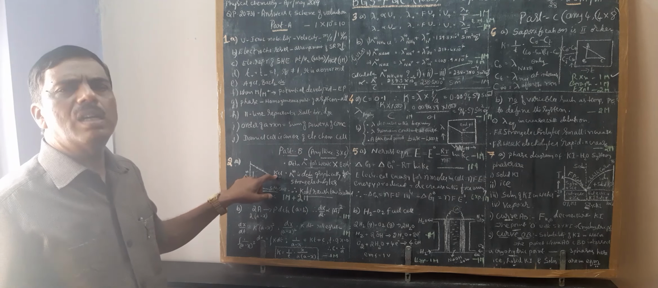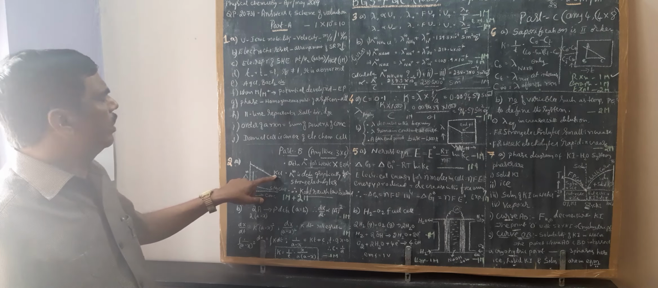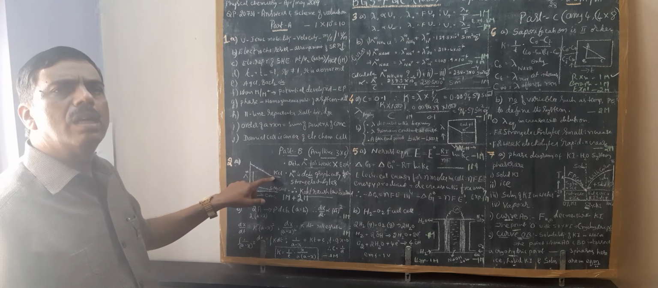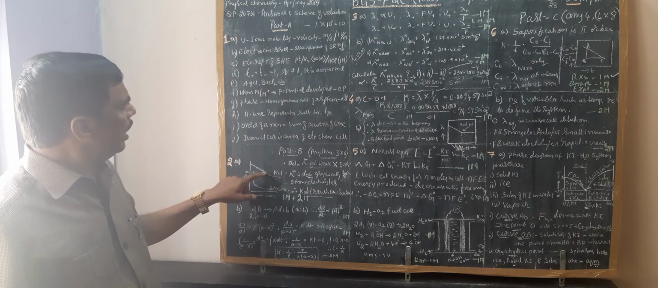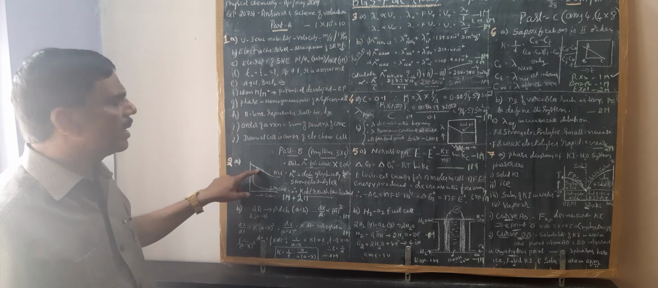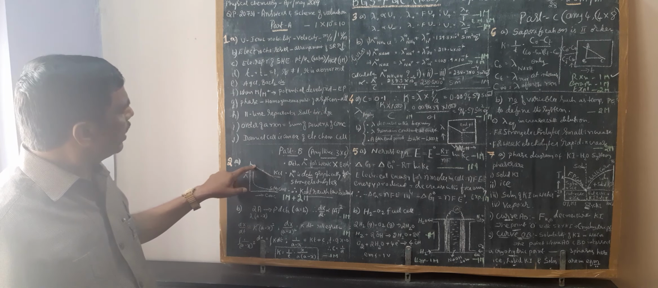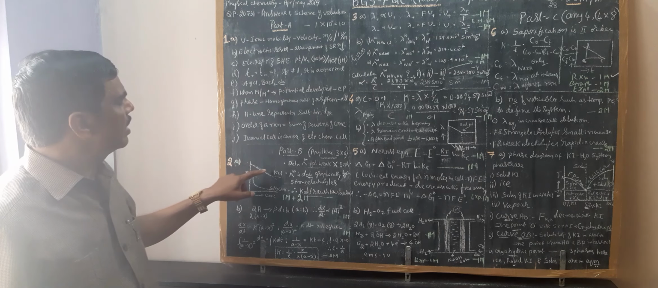For a strong electrolyte, it is easy to determine equivalent conductivity at infinite dilution. What to do? You determine the conductivity at different concentrations, and plot the graph. If you extrapolate this graph, you can find out lambda infinity for a strong electrolyte.